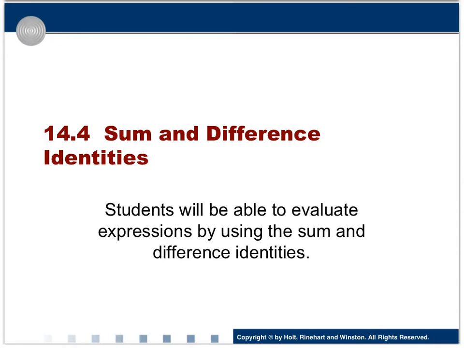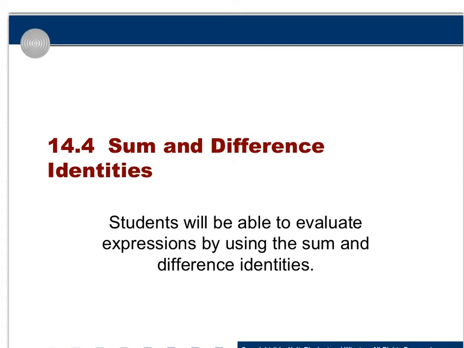So, for example, if I asked for the sine of 105 degrees, that is not a special angle, but if I split it into a 60 and a 45, I can get an exact value and work with that. So how do we do that? And that's what this section is about.